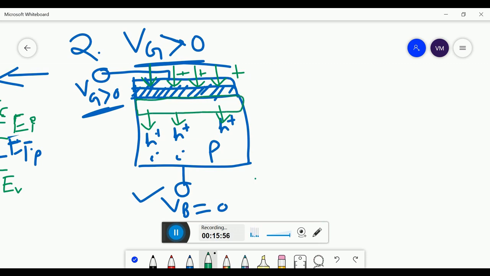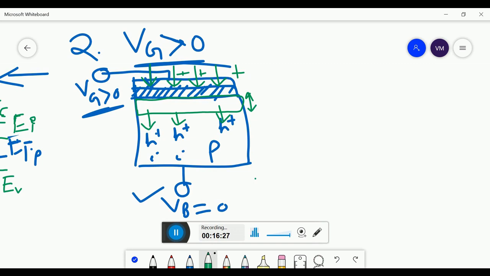There remains a depletion layer. What will be remained? There remained a depletion layer. Depletion layer means a layer which consists of almost no charge carriers. Fine. So a depletion layer is formed, this much amount of depletion layer is formed at the surface. Depletion layer means the area which is deprived of any charge carrier. There is no charge carrier, neither holes nor electrons.